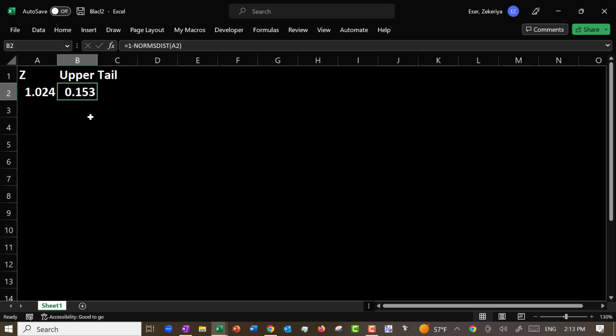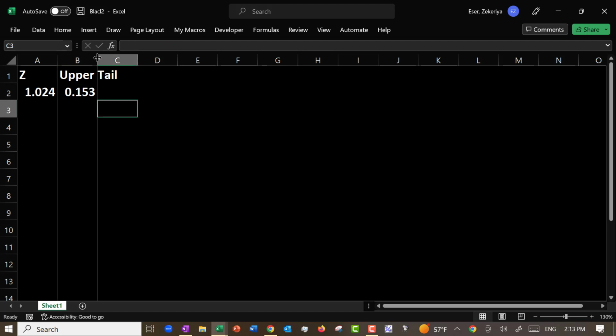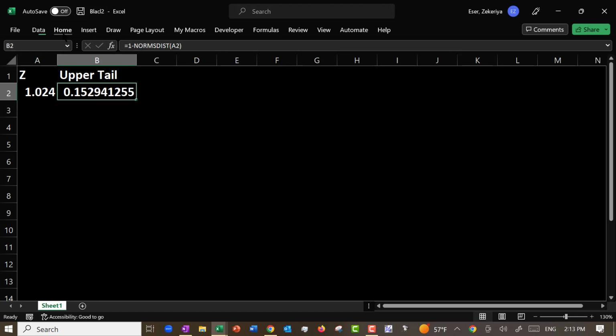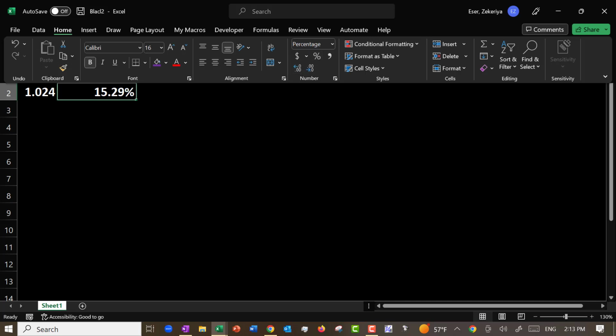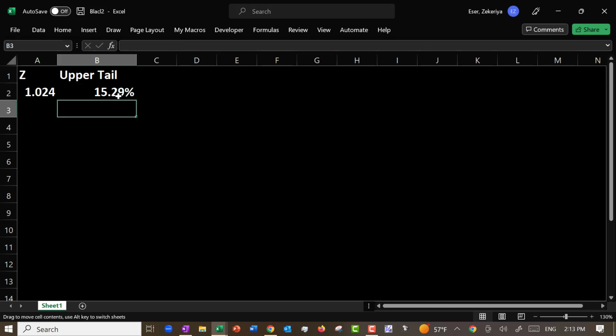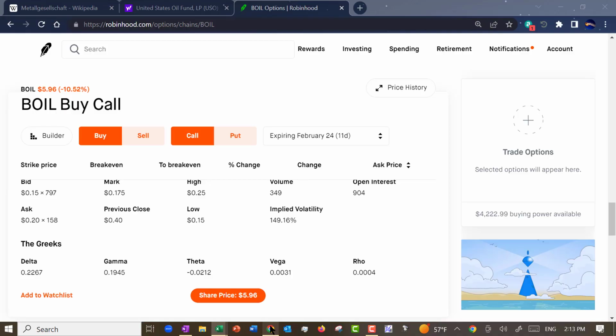Volatility is so high that even with such a high strike, there is still a 15% chance, according to the option pricing model, that this option is going to finish in the money. So it's going to be above 7.5. Whether or not it will be is a different issue.